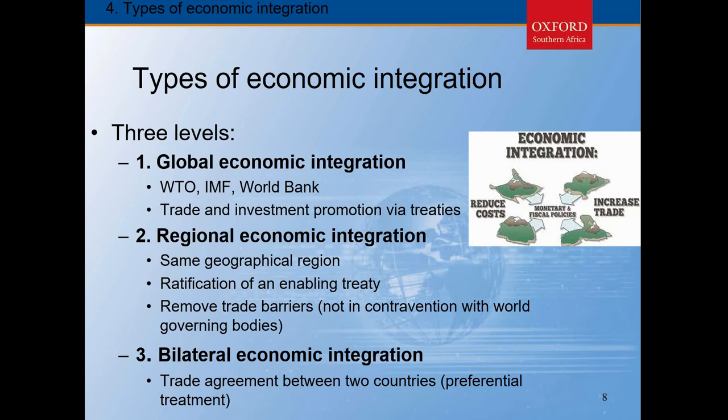The second level is known as regional economic integration. Here you have a number of countries in the same geographic region who have a treaty with one another. So the same idea, they remove trade barriers that allow them to move goods and services across the borders freely between these countries, and even labor across borders freely.